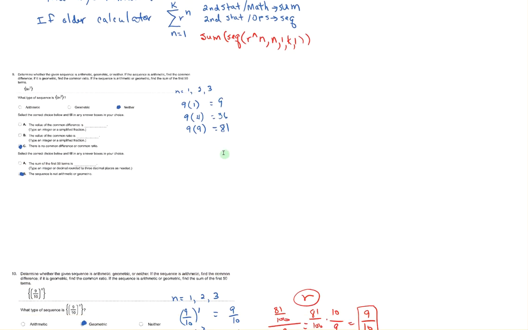Number 9, determine whether this is arithmetic, geometric, or neither. So 9n squared. If n is 1, 2, 3, let's do that. We get 9 times 1 squared, 9 times 2 squared would be 9 times 4, and 9 times 3 squared would be 9 times 9. So we have 9, 36, and 81. There's not a common difference. If I multiply to get here, that's 9 times 4, but 36 times 4 doesn't give me 81. So there's no common difference or ratio, and so that's not arithmetic or geometric.